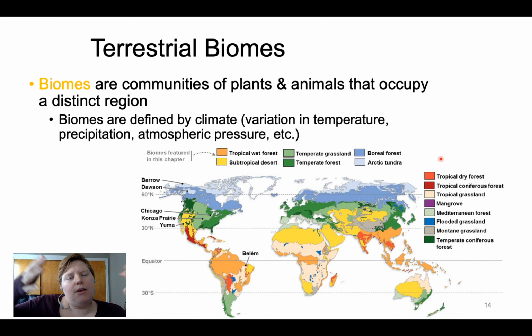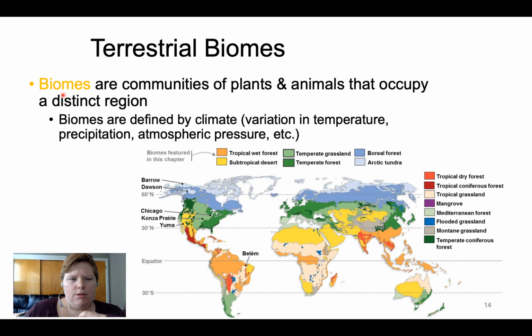So we can separate the globe based on a lot of different things, but we're going to do it based on biomes today. So a biome, bio for life, ome, just where things are living. Biomes are communities of plants, fungi, animals, all of the organisms that occupy a distinct region. And so what determines where they are? Well, biomes are defined by the climate. So climate means a lot of different things. It means temperature, how much rain it gets, atmospheric pressure, lots of different things.